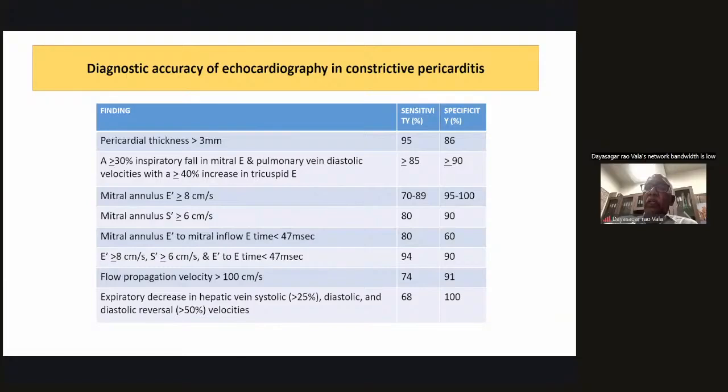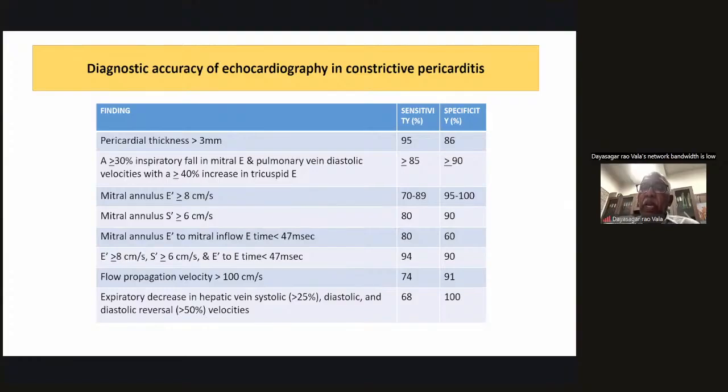So what is the diagnostic accuracy of various echocardiographic abnormalities? You can also measure pericardial thickness. I'll come to that later. But if you see a 30% inspiratory fall in the mitral E wave, it is more than 85% sensitive. Specificity is also very high, at 90%. So this is one of the important things.